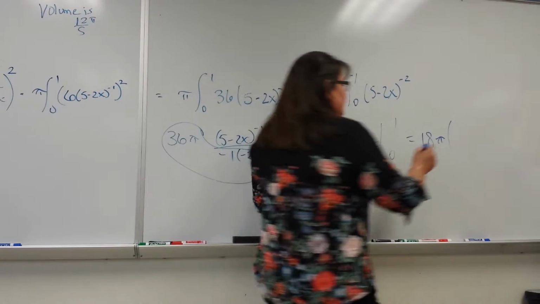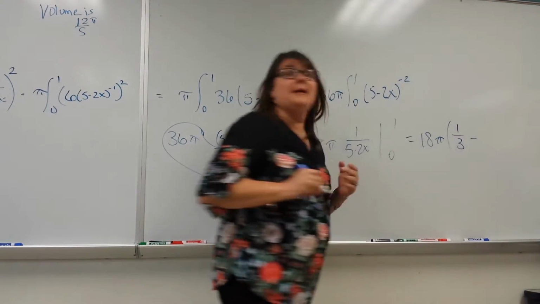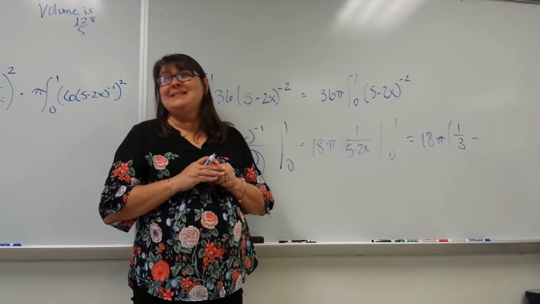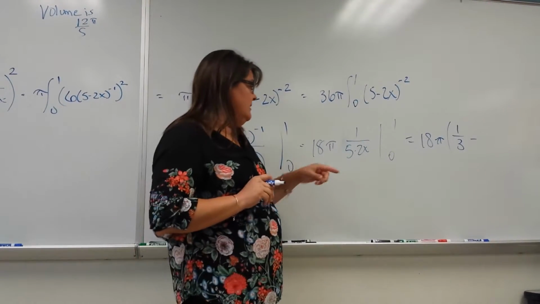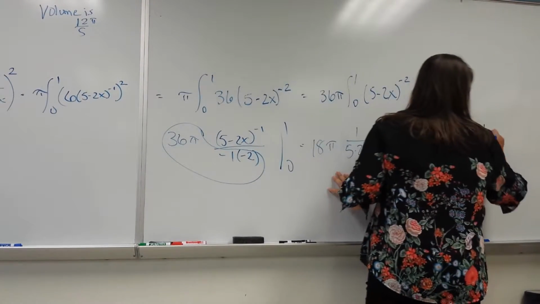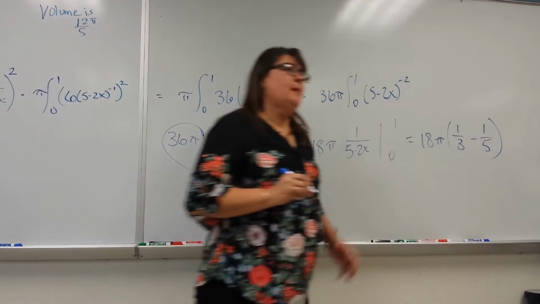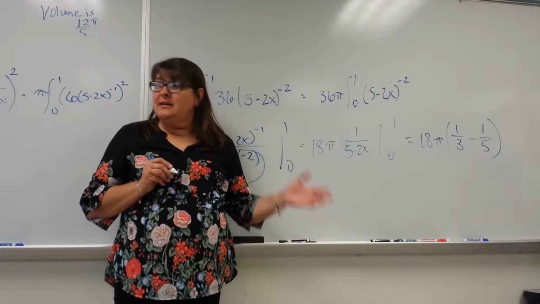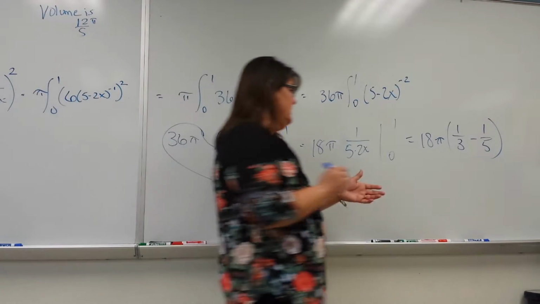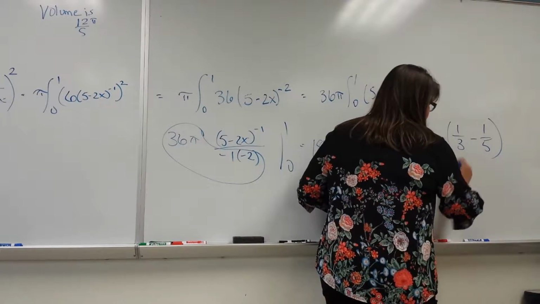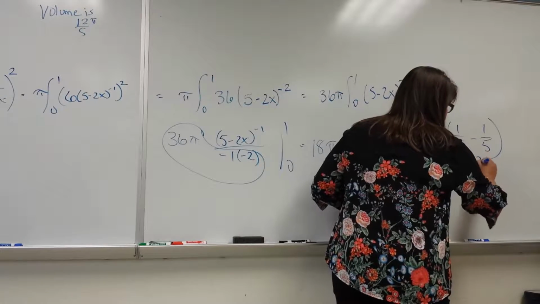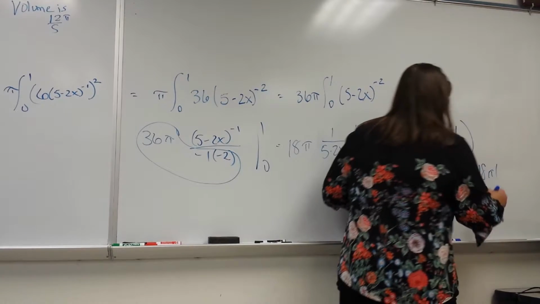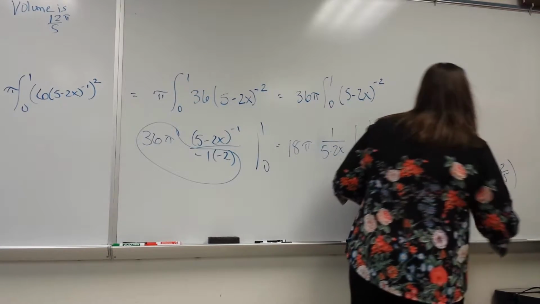1 over 3. You gotta do the 0, try the 0. It makes a difference. Be careful, don't be complacent. So 1 over 5. 1/3 minus 1/5. So 5/15 minus 3/15, that's how I see it. So 18 pi, and then I got a common denominator. I got 18 pi times 2/15, I think you would agree.